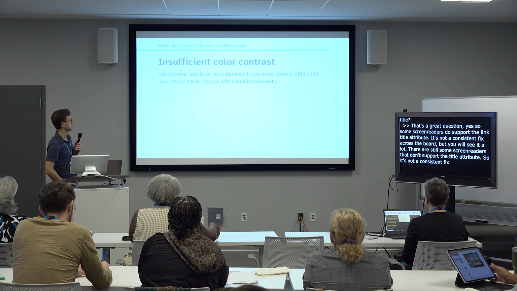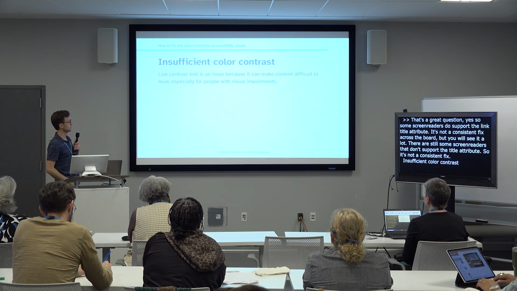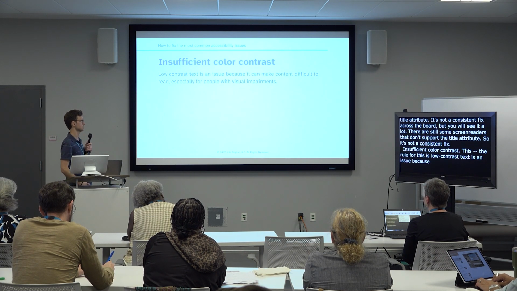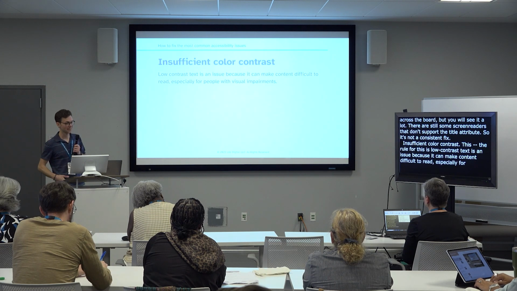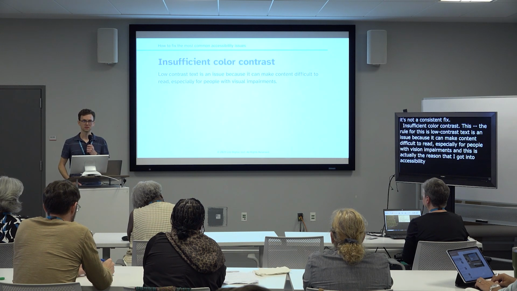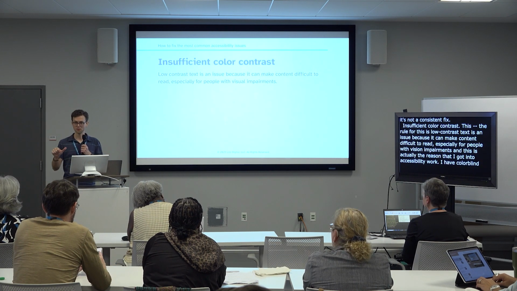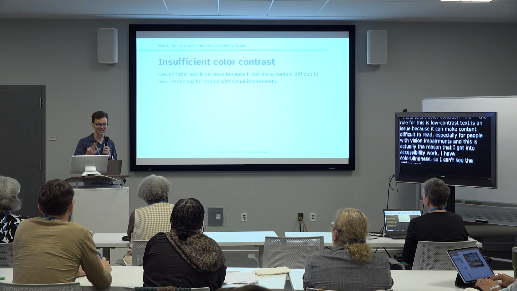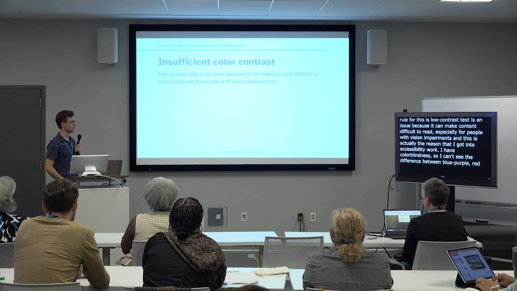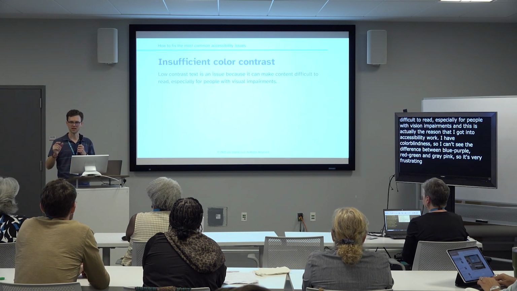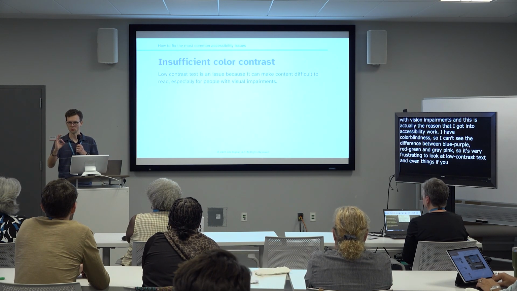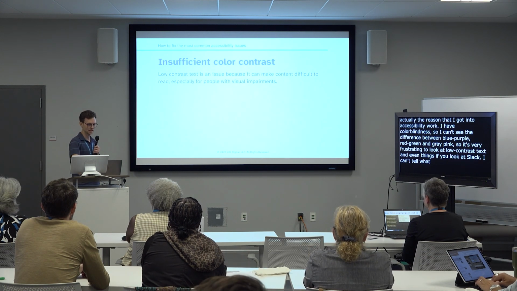Insufficient color contrast. The rule for this is low contrast text is an issue because it can make content difficult to read, especially for people with vision impairments. And this is actually the reason that I got into accessibility work. I have color blindness, so I can't see the difference between blue, purple, red, green, gray, and pink. So it's very frustrating to look at low contrast text for me. And even things like, if you think of Slack and the status icons, I can't tell what those indicate when it's just a little circle that's orange or green or red. It means nothing to me.